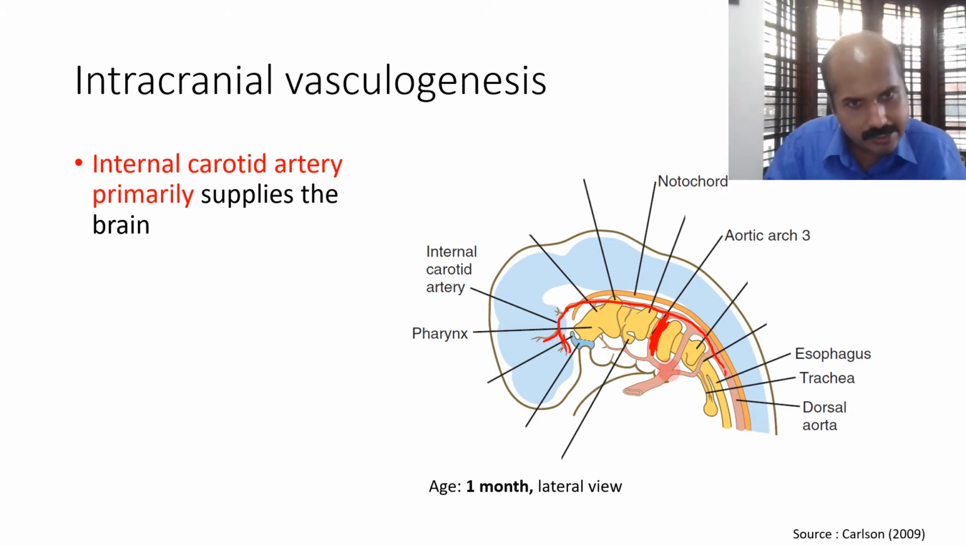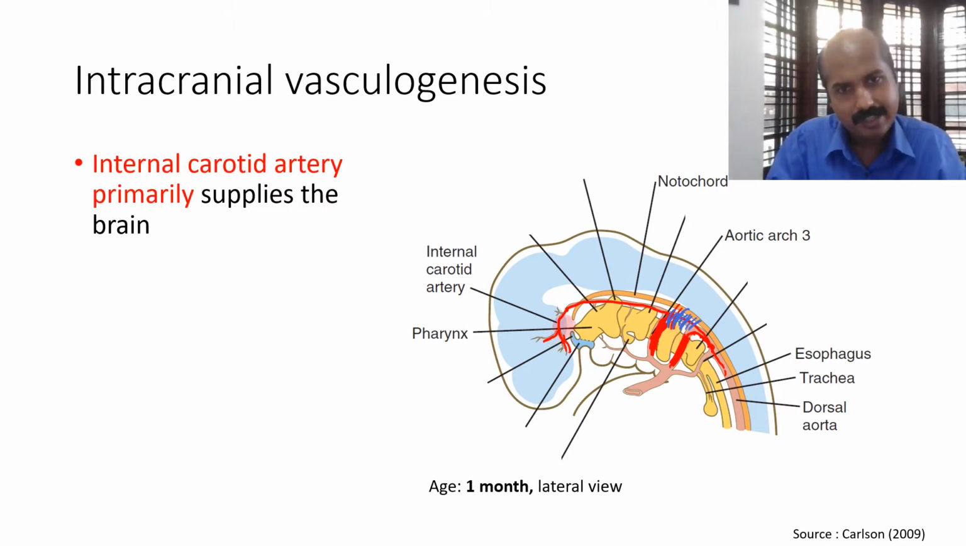Okay, you can look at this part too. This is the fourth arch. The fourth arch artery is going to develop into the aortic arch, I mean the arch of the aorta. So this is the arch of the aorta continuing as the dorsal aorta, and actually this much part is going to be regressed. Okay, so that is the basic idea of development.